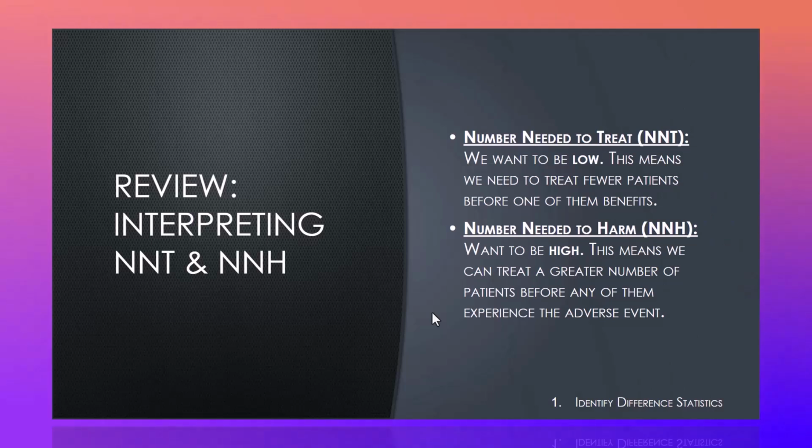A quick review, NNT and NNH, number needed to treat and number needed to harm, are opposites of each other. Number needed to treat, this value we would like to be low. That means that we need to treat fewer patients before one receives the benefit. Number needed to harm, we want to be high. This means that we can treat a greater number before one of them experiences an adverse event.